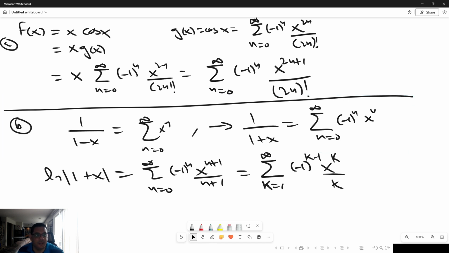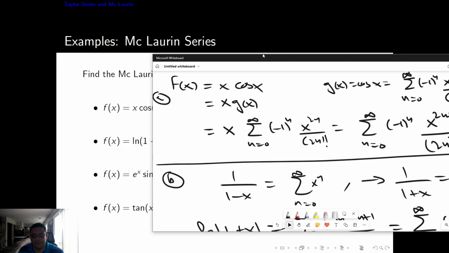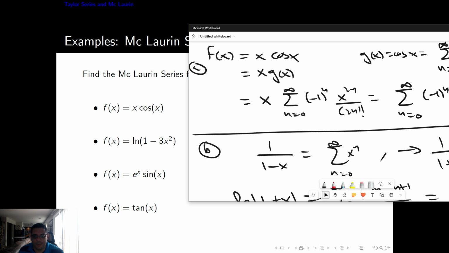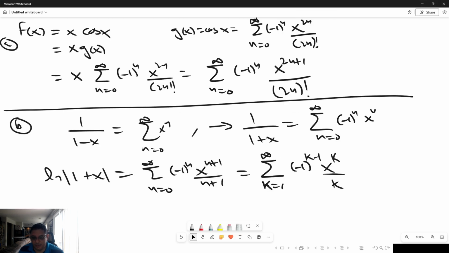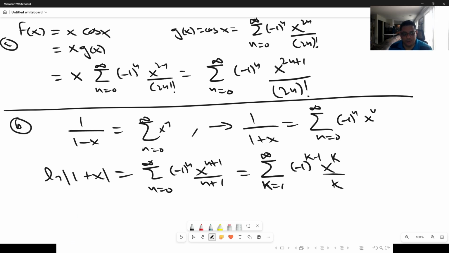And so if you want to obtain something like log of 1 minus 3x squared, you can create manipulations that fit this. Now, I probably didn't need to move from here, but if you want instead log of 1 minus 3x squared, notice that you just compose x by 3x squared.